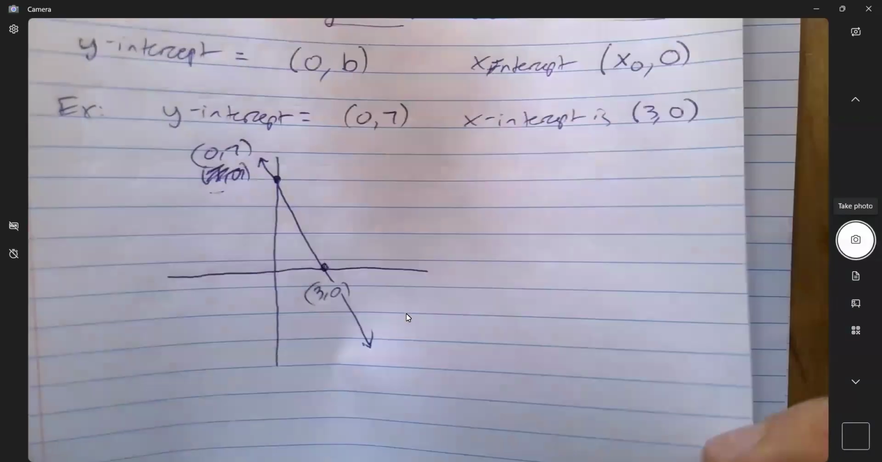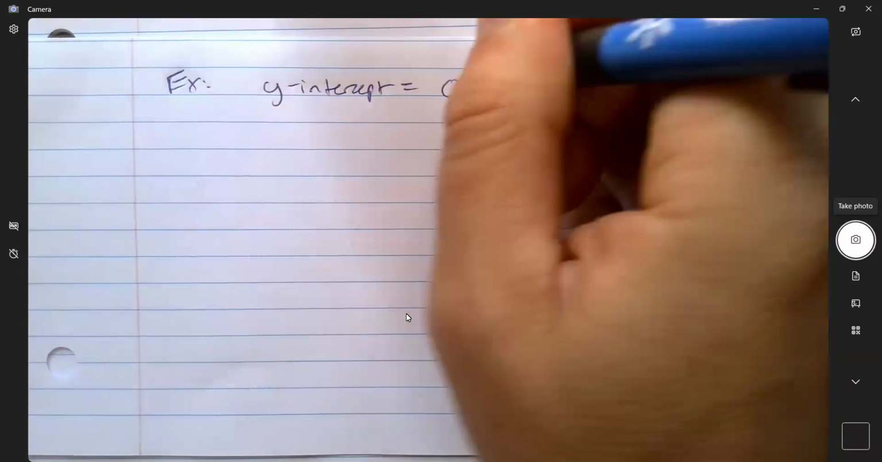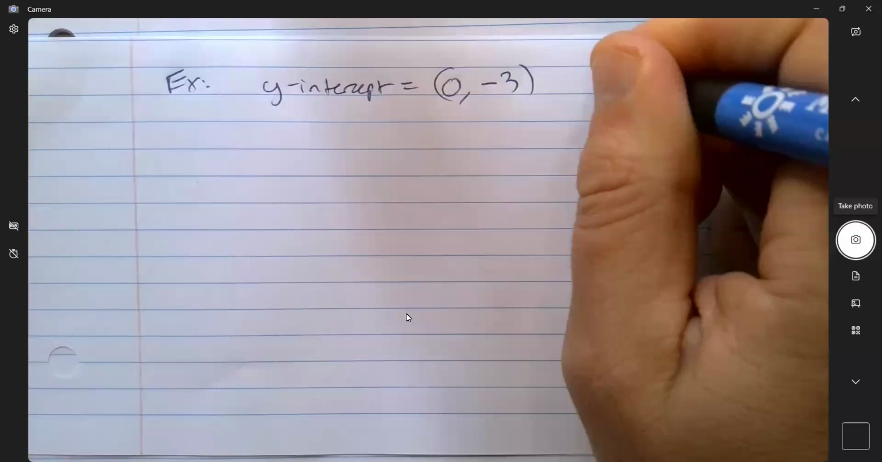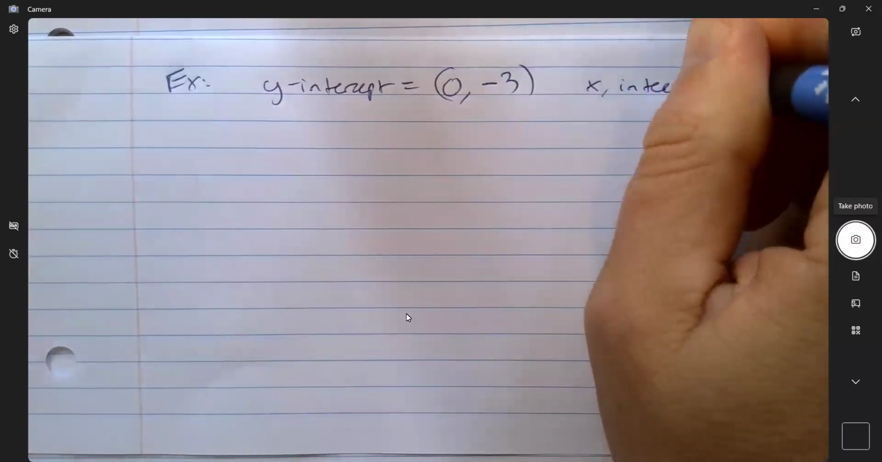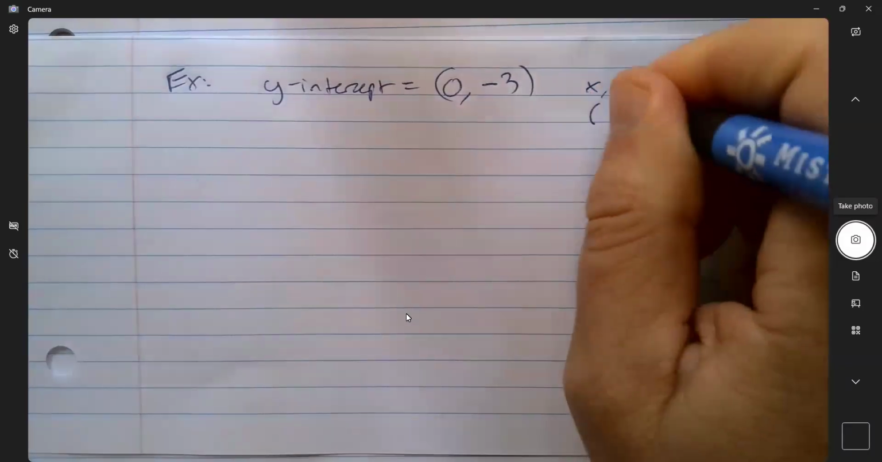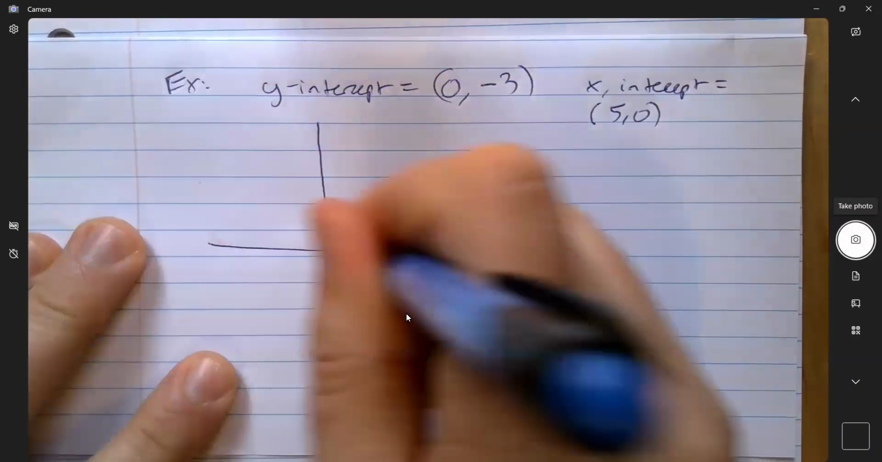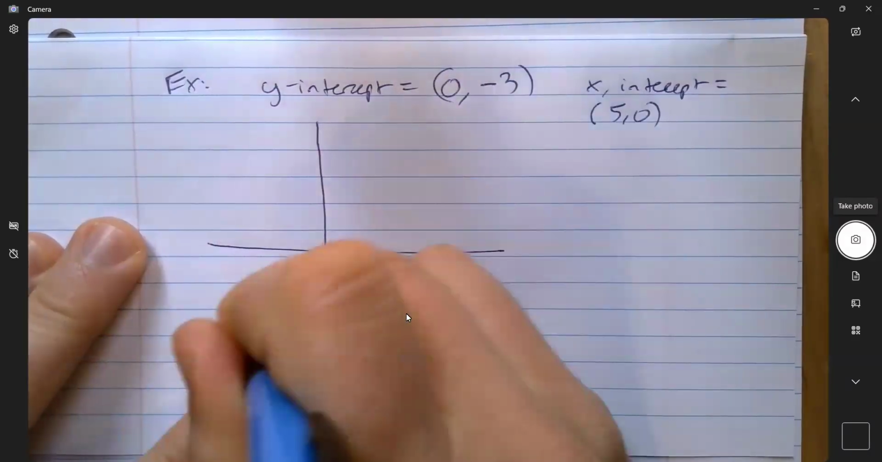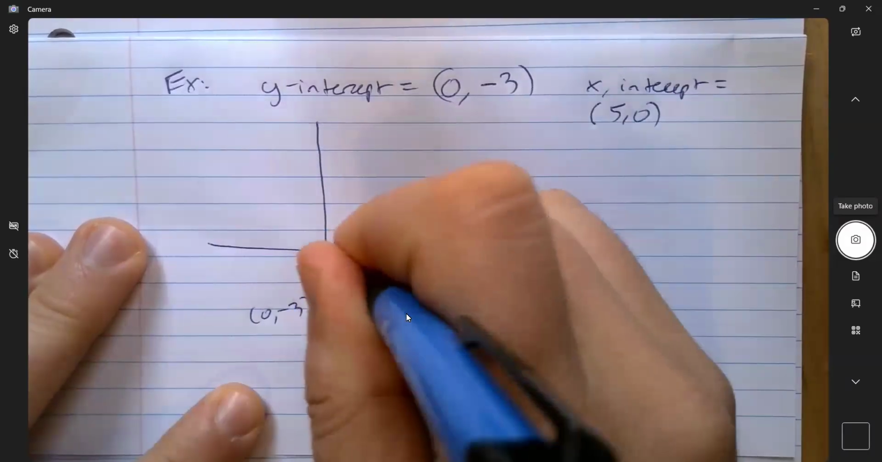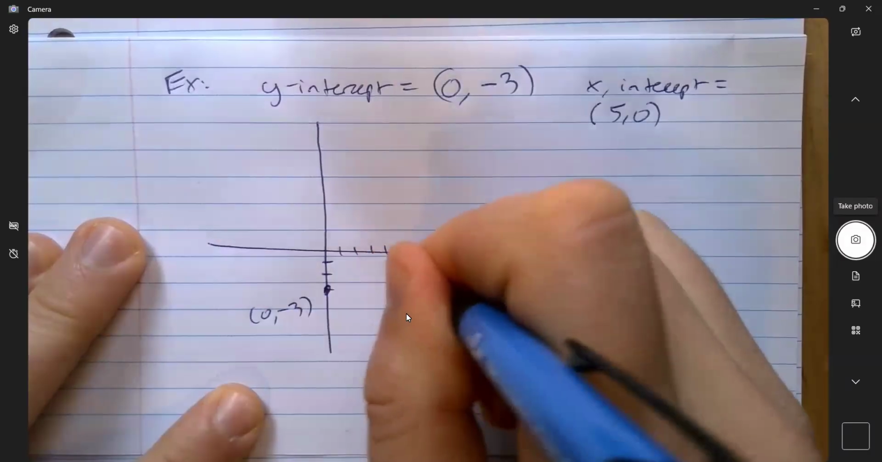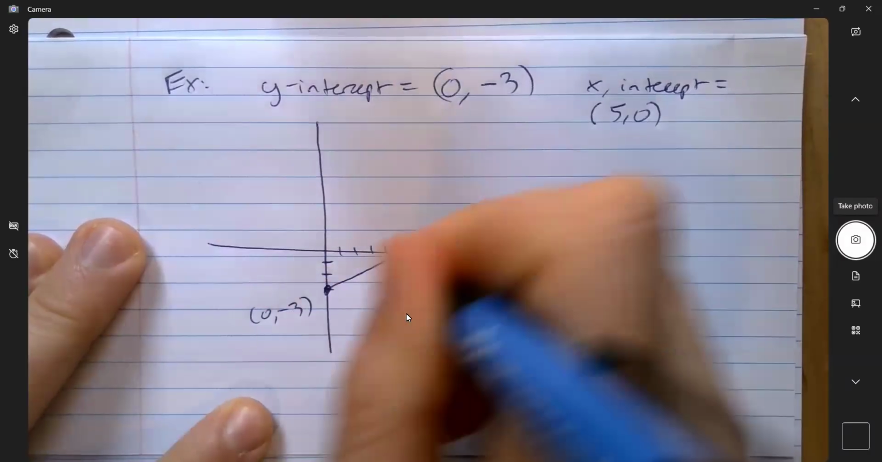Let's do another example. Let's say the y-intercept is (0, -3), and the x-intercept is (5, 0). So I draw my coordinate axes, (0, -3) right there, and (5, 0) right there, and then I connect the points.